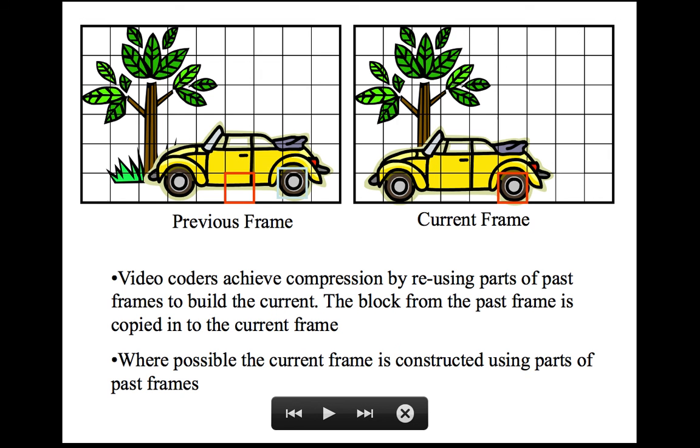So if we look here, for example, we've seen this already. We have a block in the current frame that isn't in the corresponding position in the previous frame. But it turns out it has moved. And so if we can find the position of it, then we will be able to tell the receiver where it is. Okay?